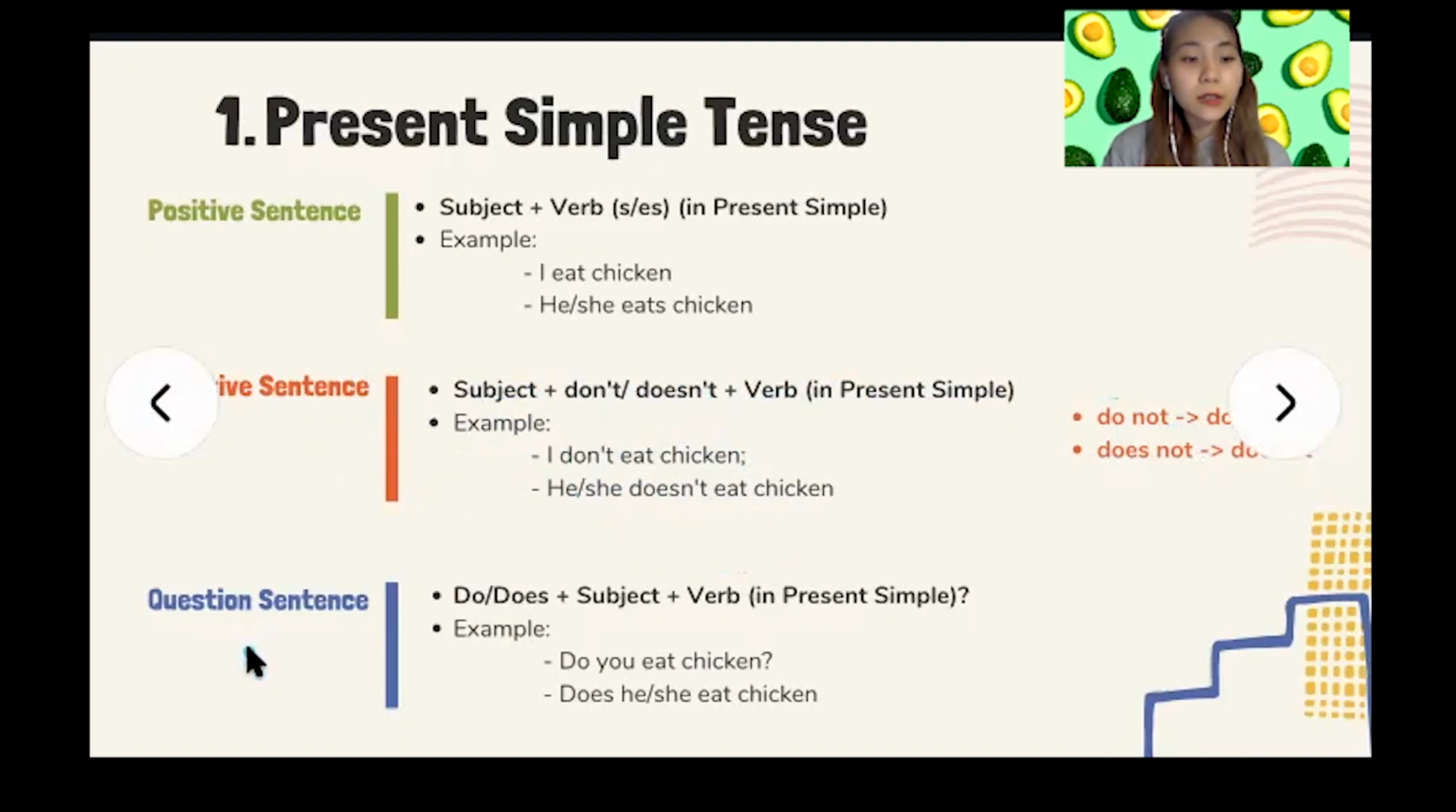Next, question sentence. When you want to ask something in present simple tense, it will be do or does, depending on the subject. Okay? Subjects I, you, we, they, he, she, it, plus verb in present simple. For example, do you eat chicken? Does he, she eat chicken? Remember, for question sentence, we use verb in present simple. Okay?